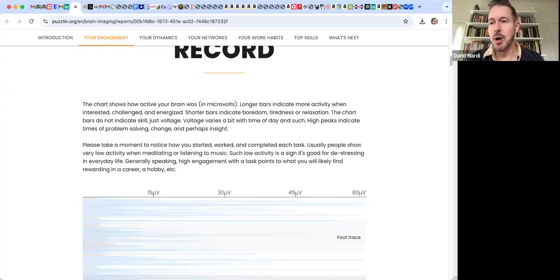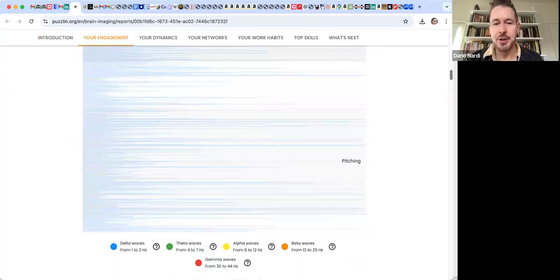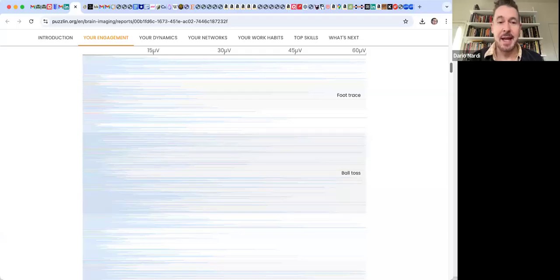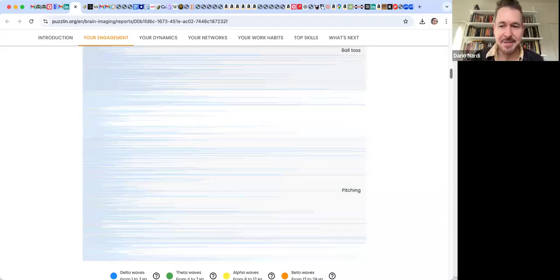If we look at your second report, which had the foot trace and the ball toss and the pitching, there are people who, when it's very physical, will still show a lot of yellow. They're like, oh yeah, I get relaxed with sport. And that's not you either. Your brain did get active around the foot trace, which is not surprising. The person is standing, they have to control their foot, all of that. This was not a taxing activity.